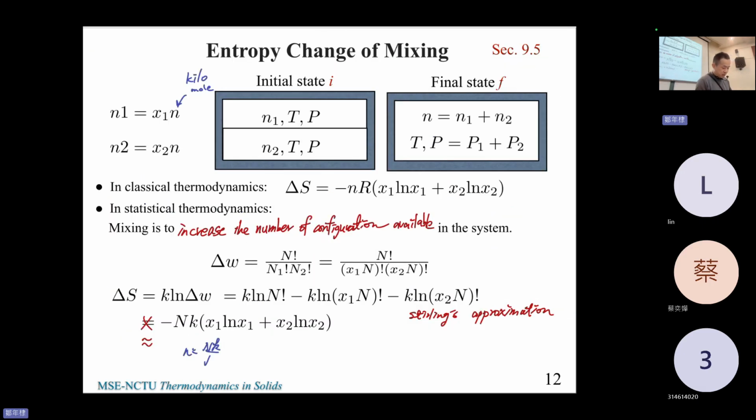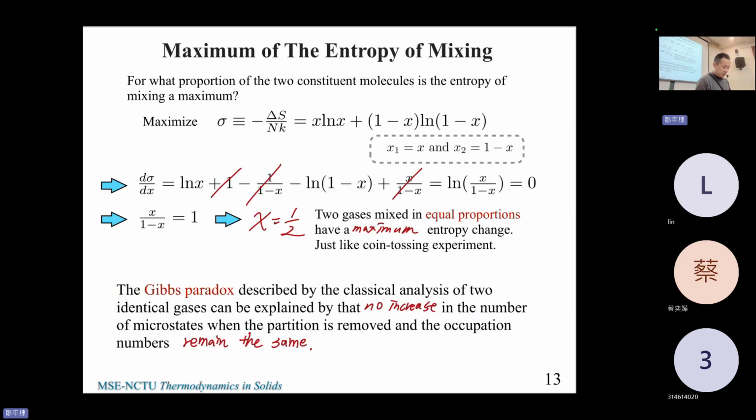And then we found that for the entropy of mixing, we still obtain the same result for the classical thermodynamics, but in the statistical thermodynamics, we can overcome the Gibbs paradox. Because in the statistical thermodynamics approach, when you mix two identical gases, their occupation numbers won't be different. They remain the same, so the choices are the same. So the Z won't change.